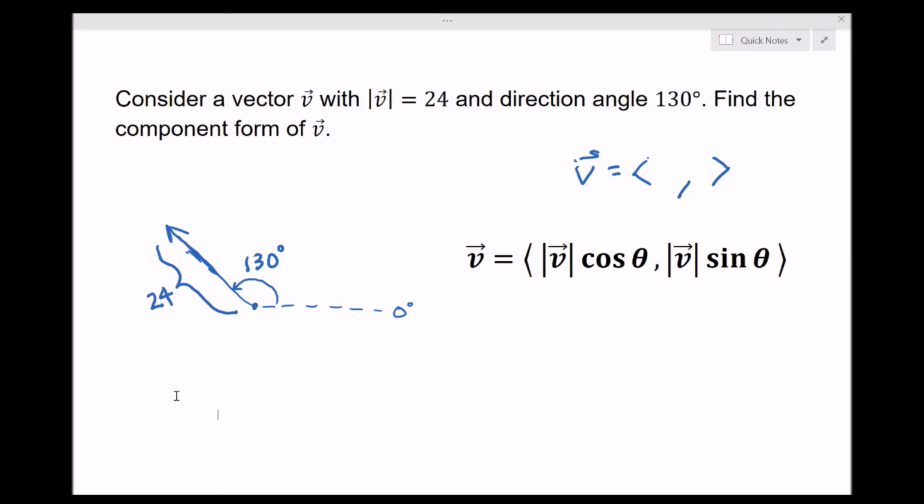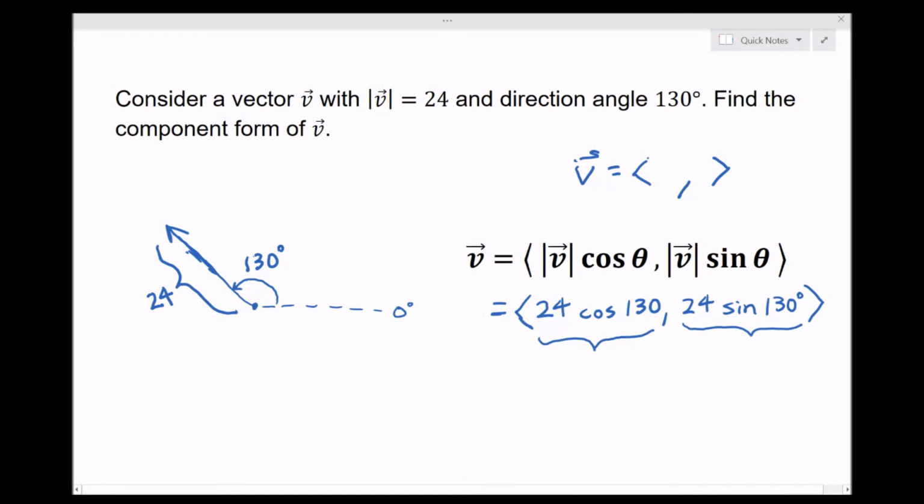So how do we use this formula? Well, this vector that we have over here, v, equals bracket, and then what does this absolute value looking thing mean? That just means the magnitude, right? So 24, and then cosine. And this theta just means the angle of the vector, so 130 degrees, comma, and then again, this absolute value looking thing is just 24, times the sine of that angle, 130 degrees, close bracket. And so this is the horizontal component, comma, this is the vertical component.